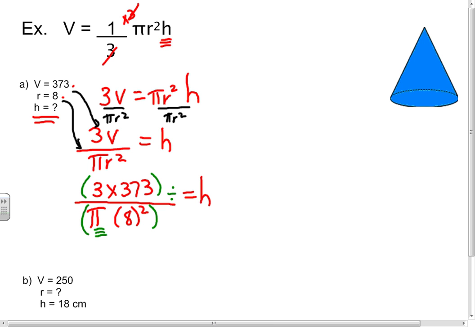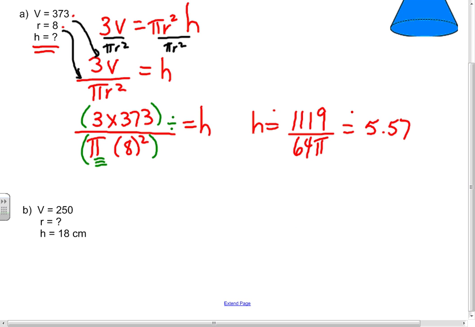Our h value would be, our top for that division is 3 times 373, which is 1119. And the bottom is 64 times pi. And when I put that into my calculator, that division, I get approximately 5.57. So our height is approximately 5.57. Does that make sense? Yes, it does. 1/3 of pi r squared h would be 373.